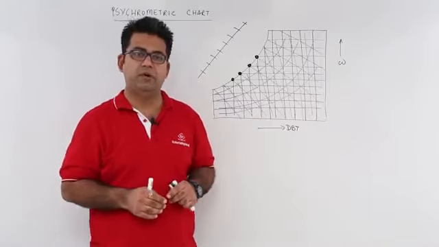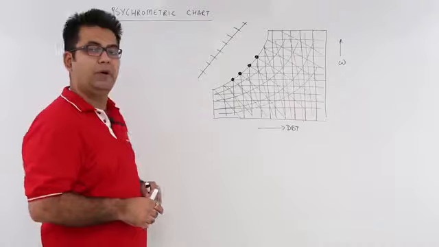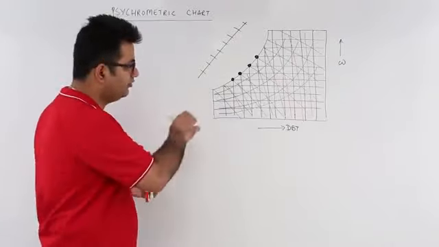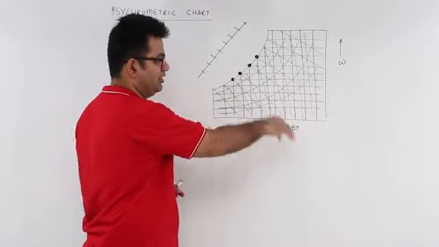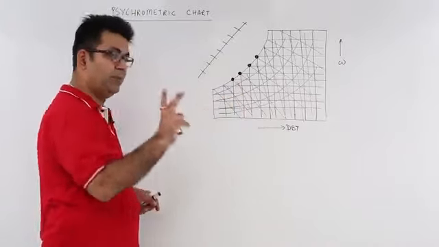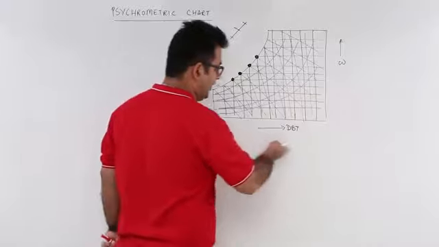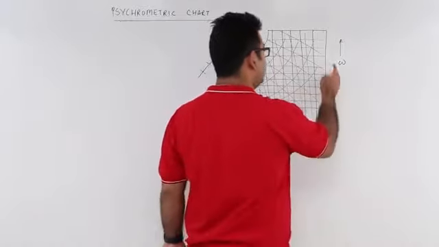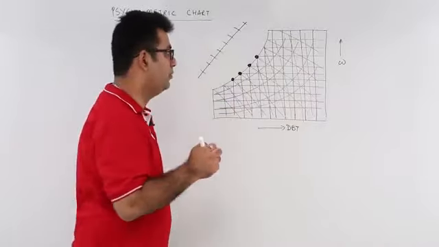Now in this video we'll look at the concept of the psychrometric chart. So this is how a psychrometric chart would look. It has lots of lines: vertical, horizontal, slant. Now there are two main axes. The horizontal axis shows the dry bulb temperature and the vertical axis shows the specific humidity.